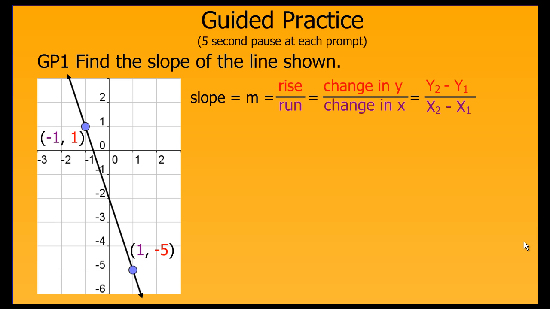Now we pick any 2 points on the line. We try to pick points that are easy to work with, so I picked -1, 1 and 1, -5. But you could pick any points you wish. After we pick the 2 points, what do we do next?